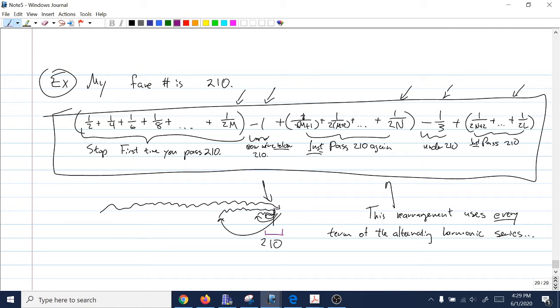When we pass it and then go back 1, and then pass it and then go back 1, you can get it so that it always stays within epsilon, no matter how small your epsilon was. This rearrangement uses every term of the alternating harmonic series. It uses them all once.